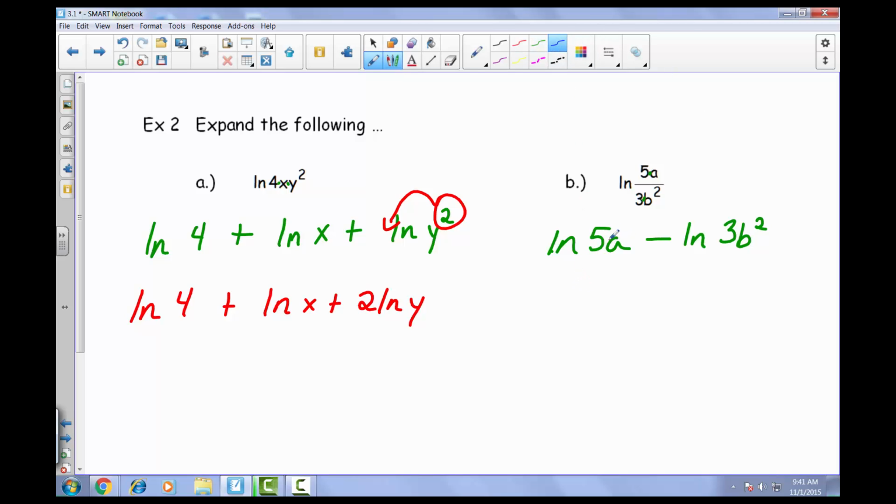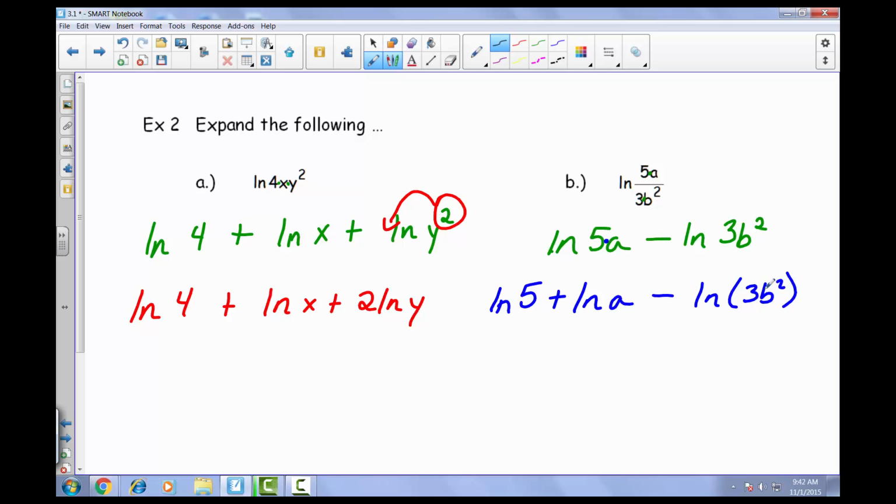Next, we can go ahead and again realize that this is 5 times a, so we're going to go ahead and expand these two. So then we have the natural log of 5. Instead of times a, we know that with our properties with logarithms that we would actually have a plus sign in between those. So then we have the natural log of a minus the natural log of 3b squared. I didn't really change anything by just throwing parentheses around there.